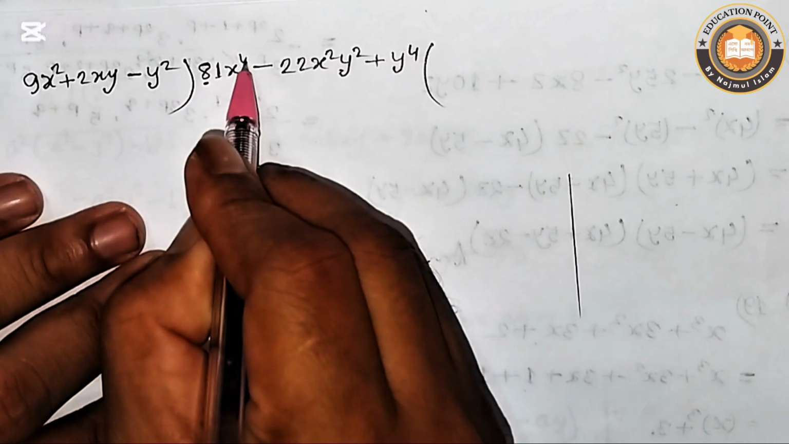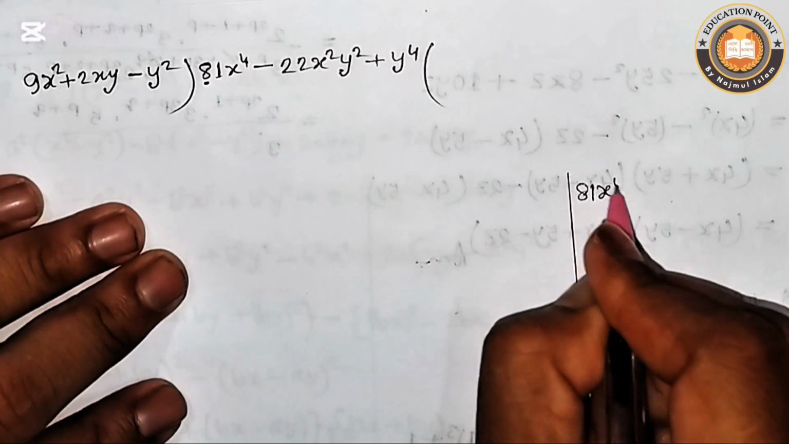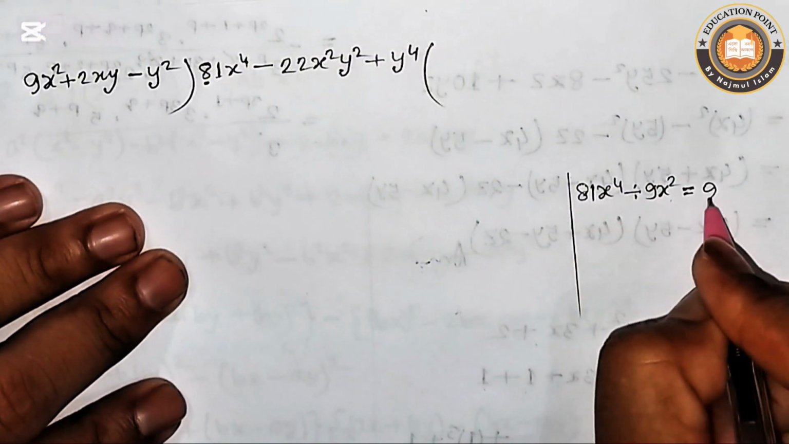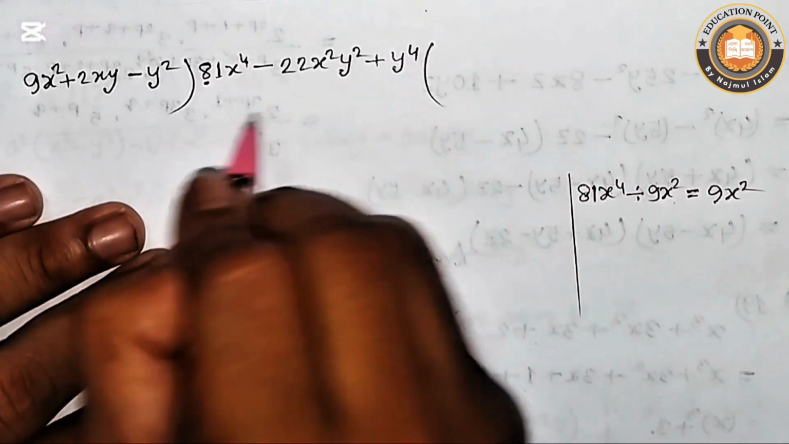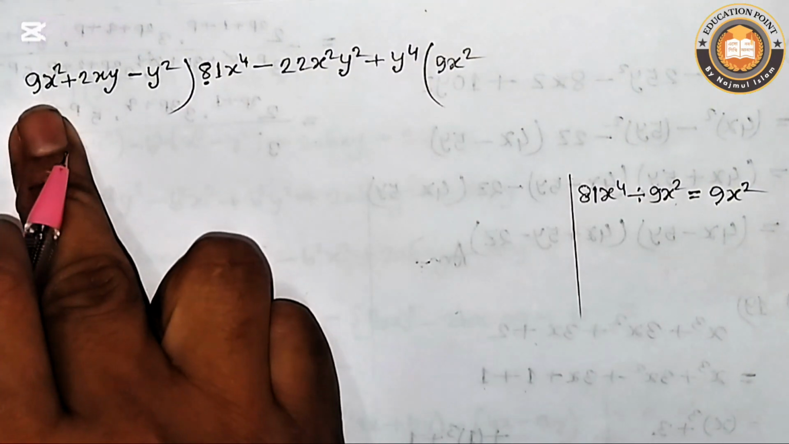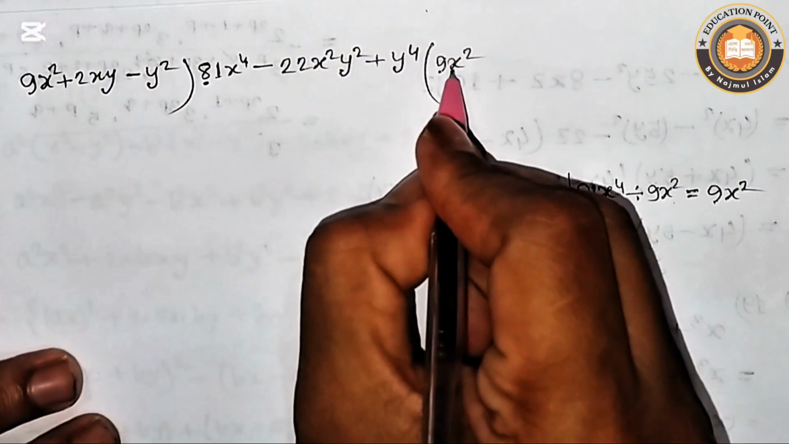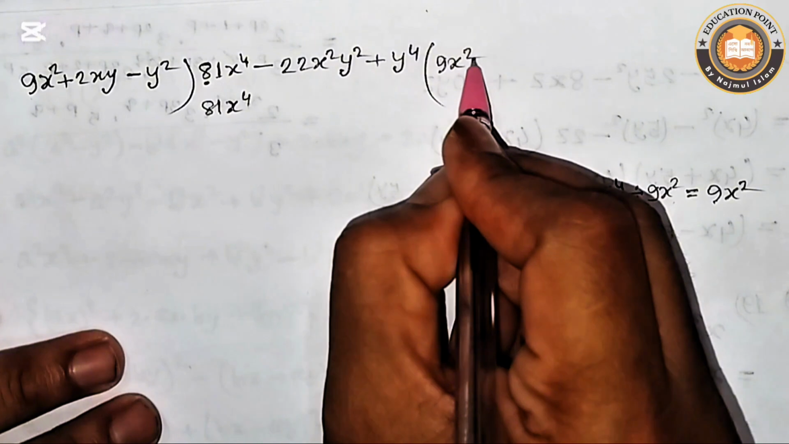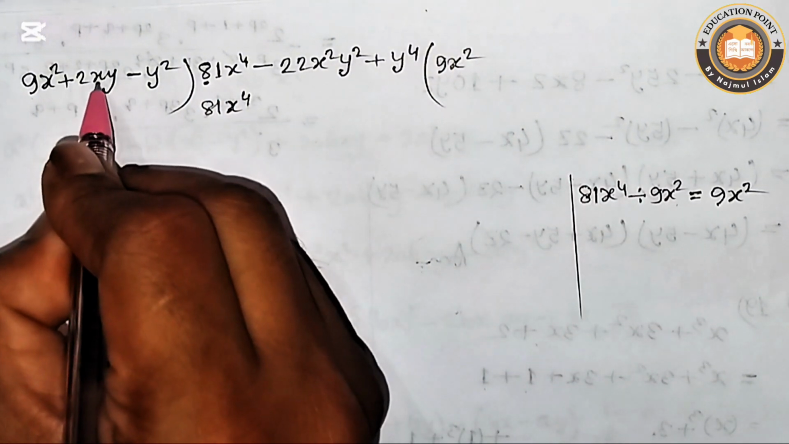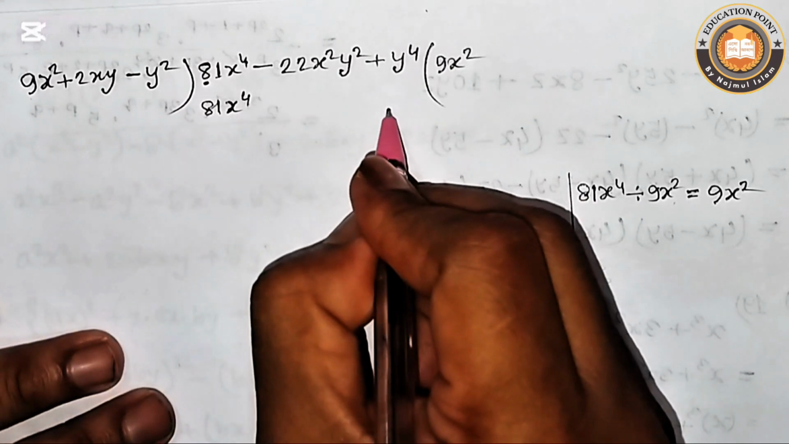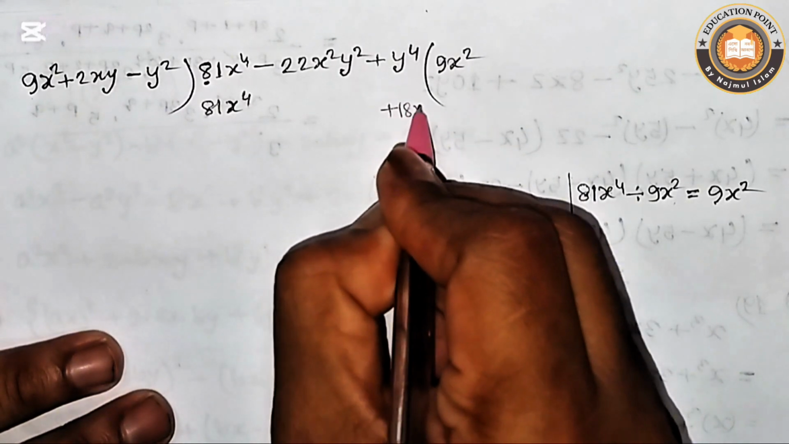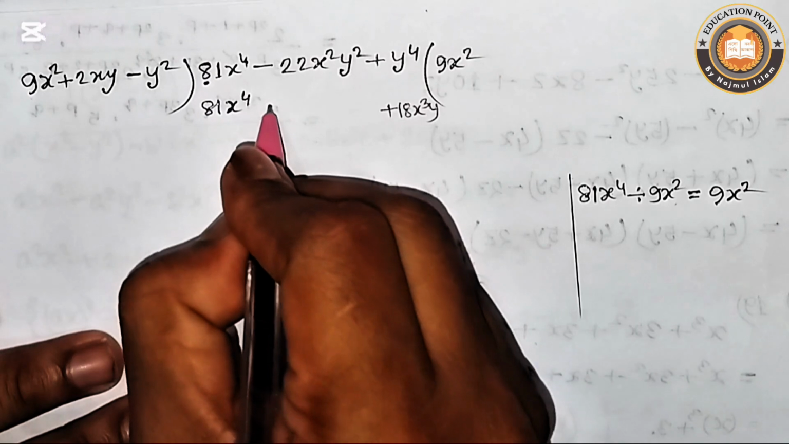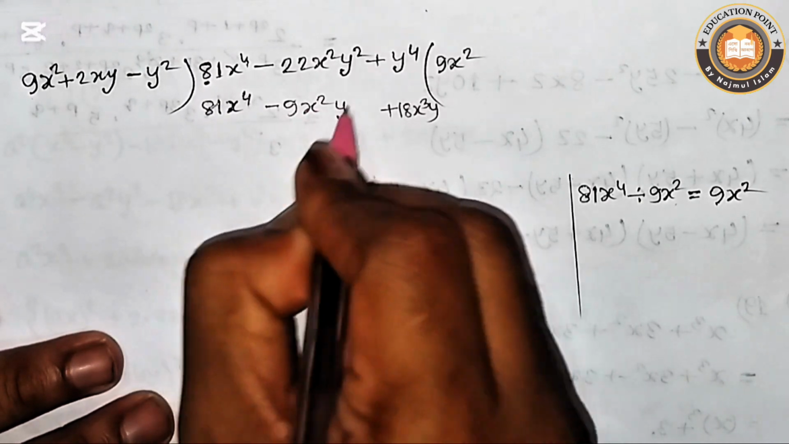At first, 81x⁴ divided by 9x² equals 81 divided by 9 equals 9, x⁴ divided by x² equals x², so 9x². Now 9x² multiplied with (9x² + 2xy − y²): 9x² multiplied with 9x² equals 81x⁴, then 9x² multiplied with 2xy equals 18x³y, then 9x² multiplied with minus y² equals minus 9x²y².